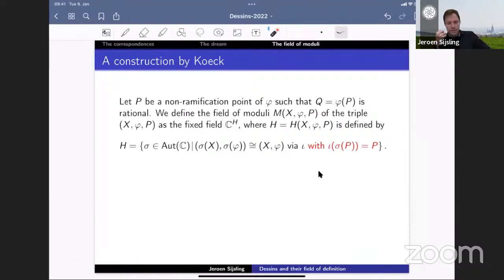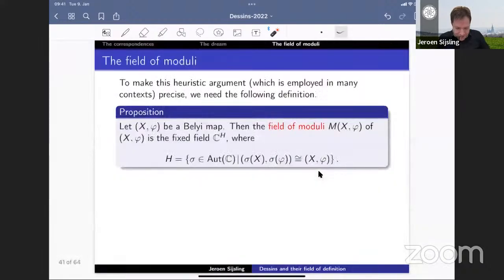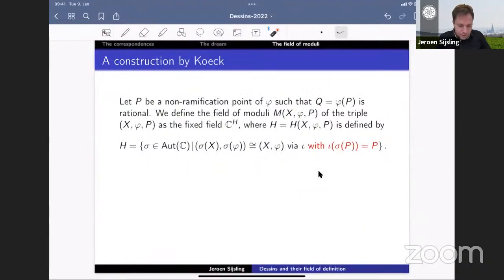But here's a nice classical construction by Coombes, who was the first to make this explicit, after all these heuristic arguments here. And this is what he did. We take a non-ramification point of phi. So P is on X, I should have said that, and I take it to be a non-ramification point, so not above 0, 1, infinity, and you take it with rational image, rational just like a fraction.